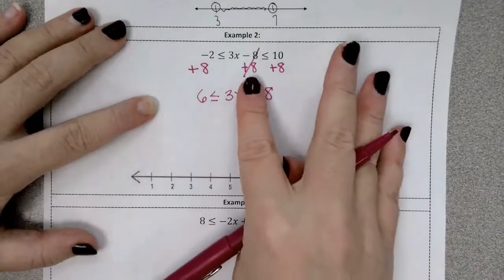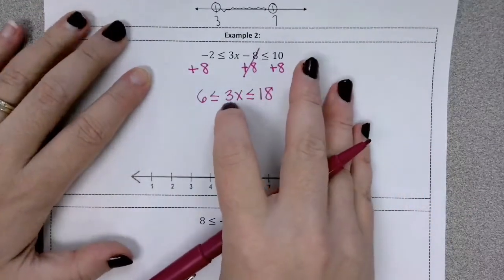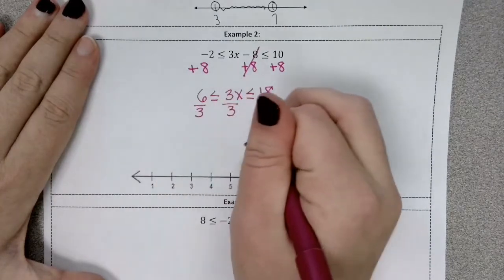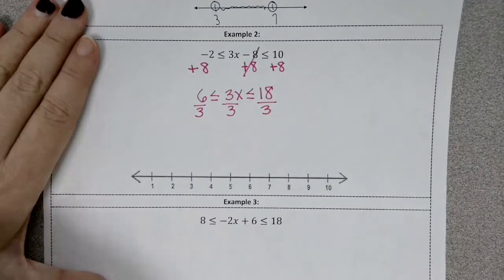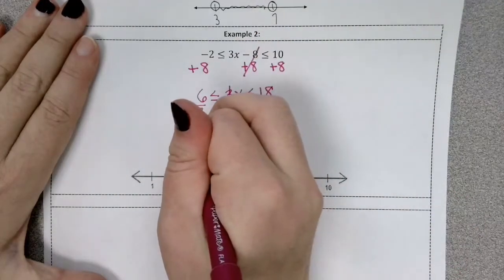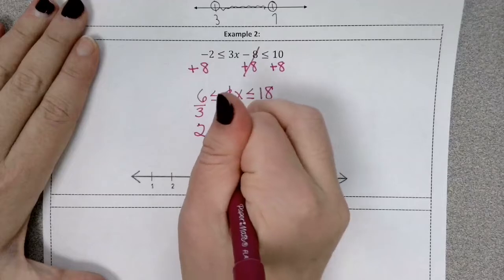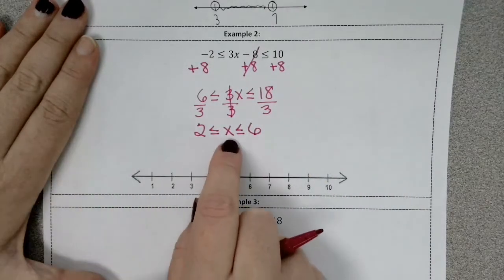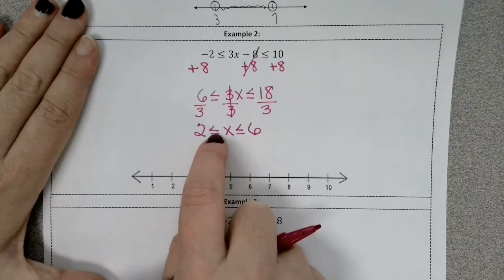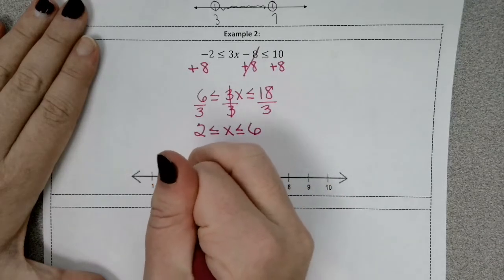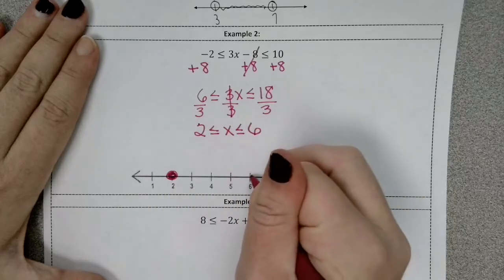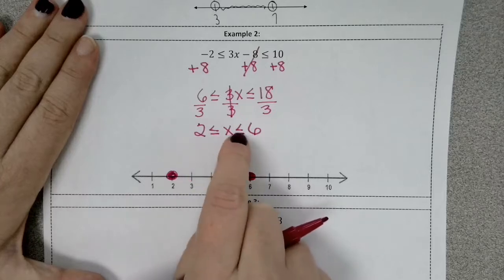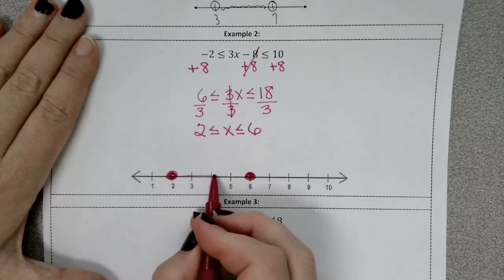Now, again, if you pretended one wasn't there, to get rid of that 3, I need to divide by 3 everywhere. 6 divided by 3 is 2. 6. So now, 2 needs a closed circle. 6 needs a closed circle. It's going to be all numbers in between. So you're going to connect your two dots.